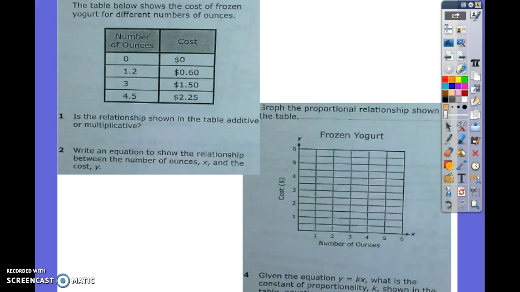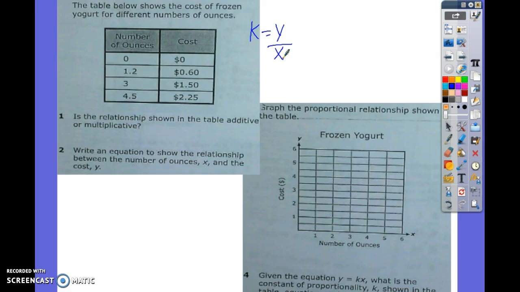We are going to practice constant of proportionality. Remember, constant of proportionality is finding k. K is equal to y divided by x. Number 1, the table below shows the cost of frozen yogurt for different number of ounces.